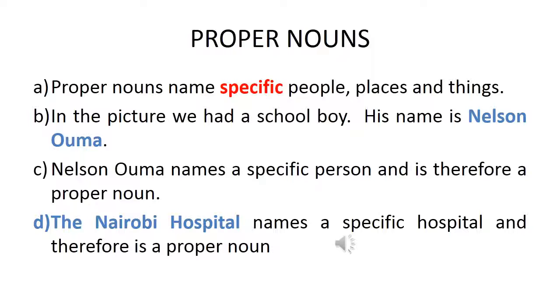Now we move on to look at proper nouns. Proper nouns name specific people, places, and things. In one of the pictures, we had a schoolboy. His name is Nelson Ouma. Nelson Ouma names a specific person and is therefore a proper noun. The Nairobi Hospital names a specific hospital and therefore is a proper noun.